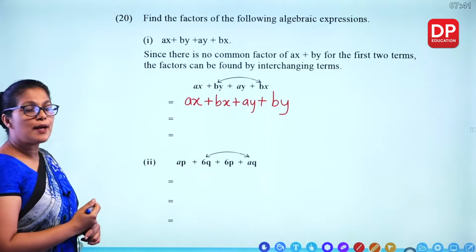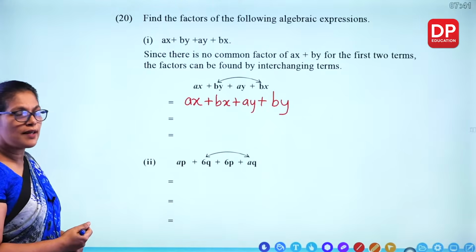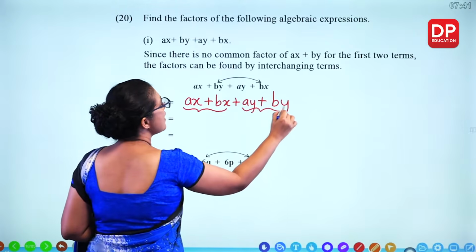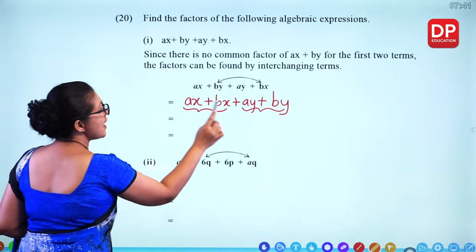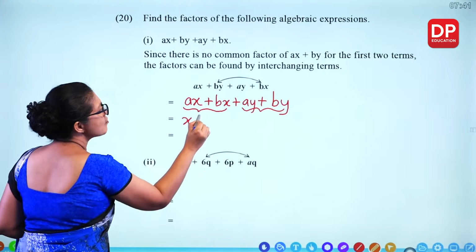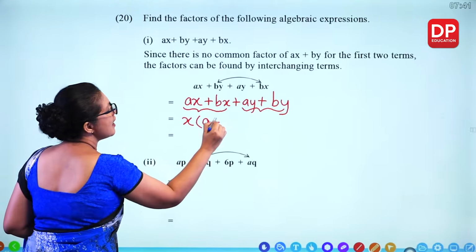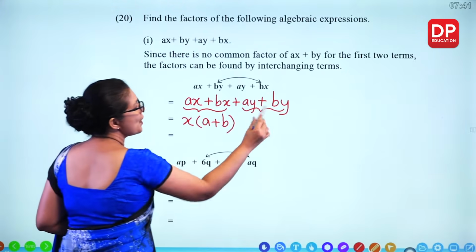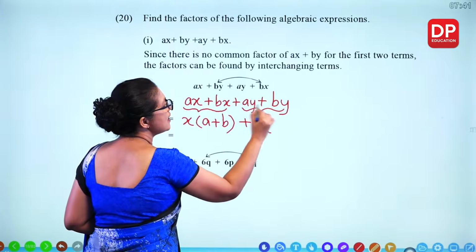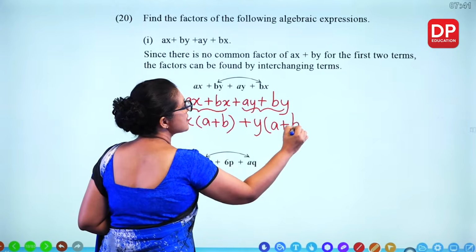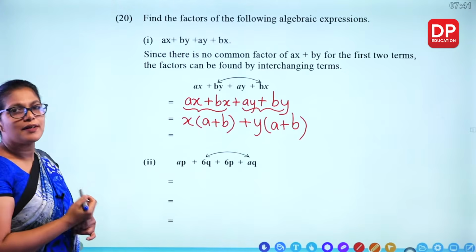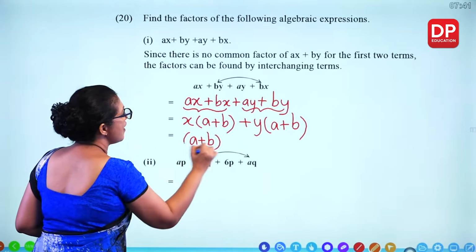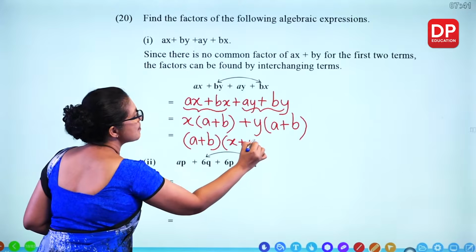Now see whether you can apply the previous rule, rule number 3. When you take these 2 separately and these 2 separately, you can see that x is common. Take it out, and you can write this as a plus b. What about this one? Plus y is there. Again, a plus b. Now a plus b is common. Take it out and write down this as x plus y.